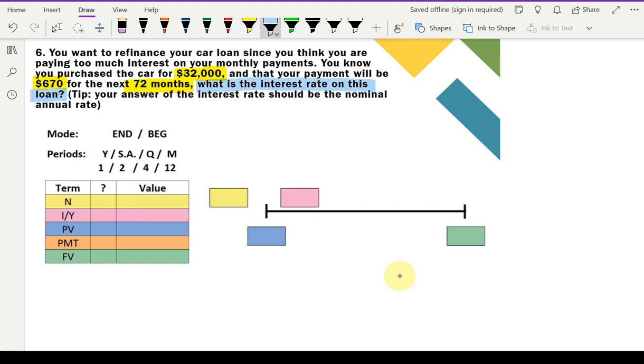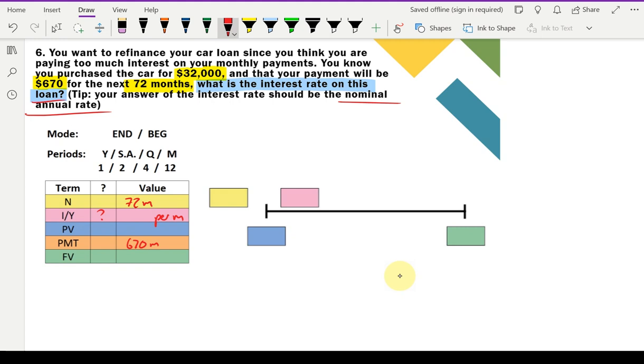So quick tip, your answer of the interest rate should be in the nominal annual rate. So what is it asking? It's asking for the interest rate, right? We know the payments are $670. This is per month. The terms are 72 months. So when you get the solution for the interest rate, it's going to be on a per month basis. But this is asking, what is the interest rate on this loan? It tells you it must be in the nominal annual rate. So we're going to need to do a conversion.